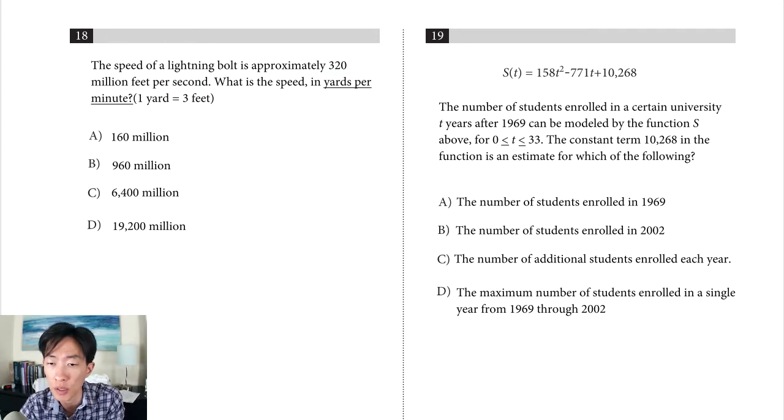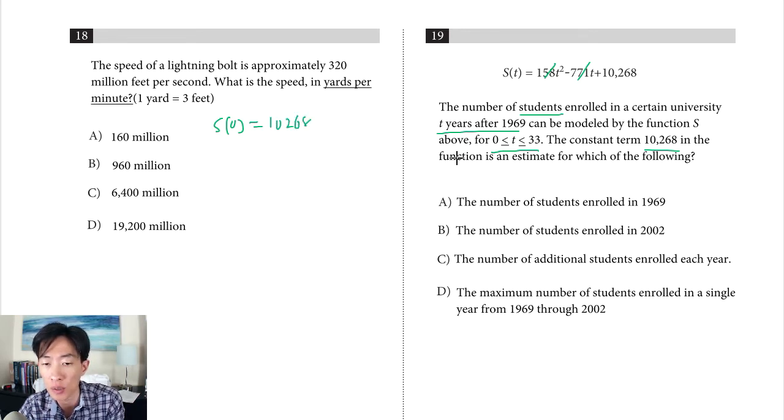Question 19, we have a function. It says the number of students enrolled in a certain university t years after 1969 can be modeled by the function s, for t is anywhere between 0 and 33. The constant term, 10,268, is an estimate for which of the following? So the first thing I'll notice is that by looking at the function, 10,268 is the constant, so that means when t equals 0, these two terms will drop out. So that means s of 0 equals 10,268 exactly.